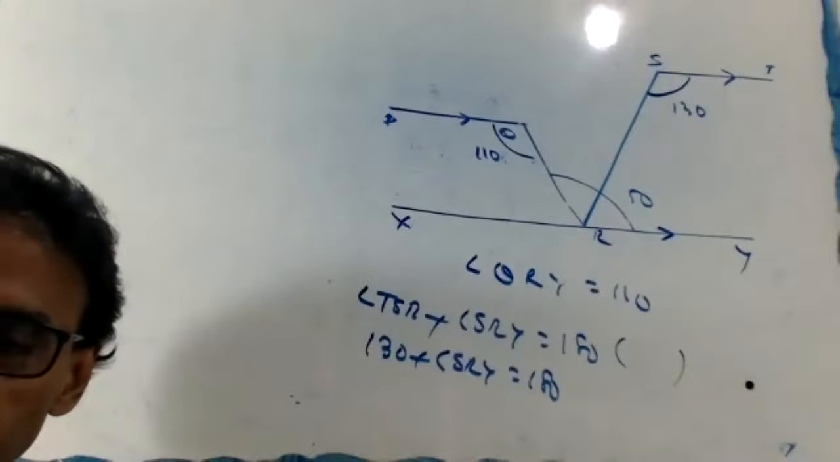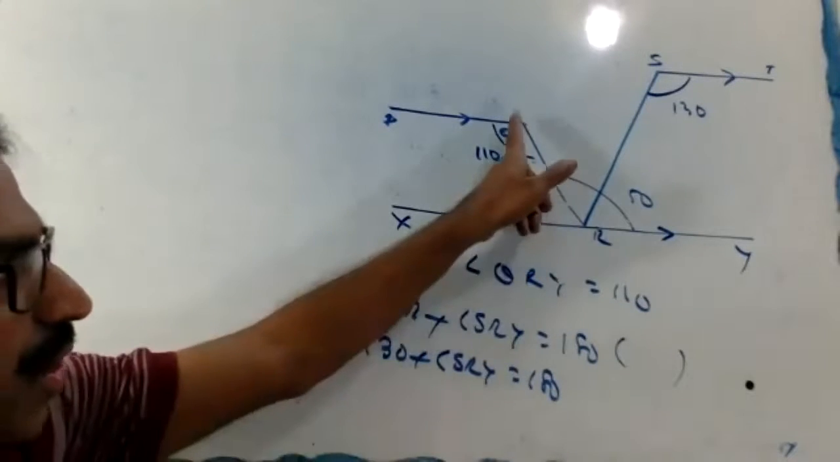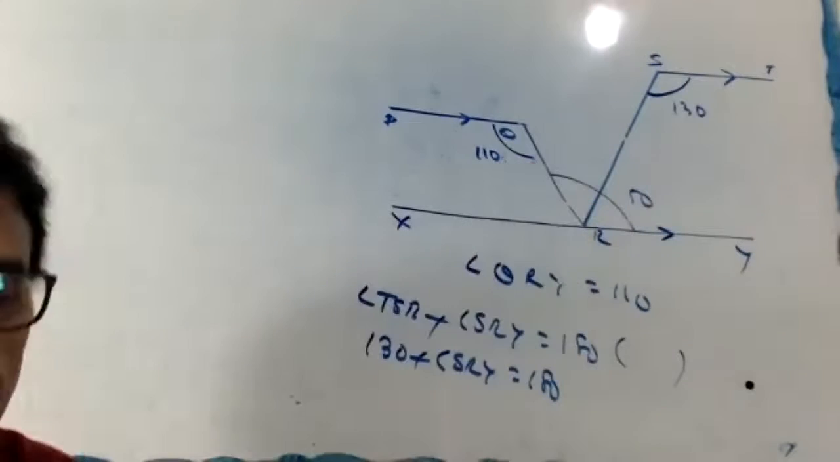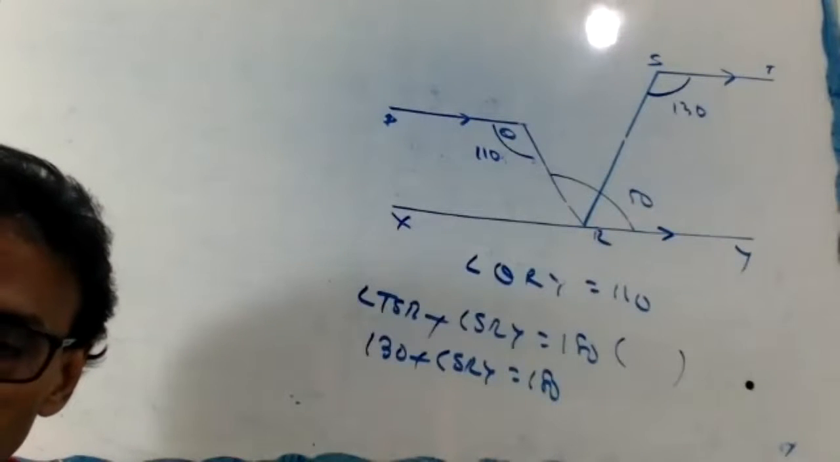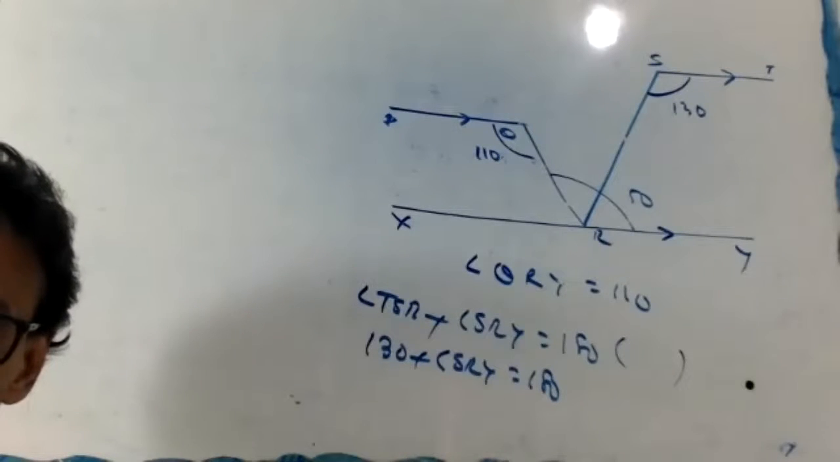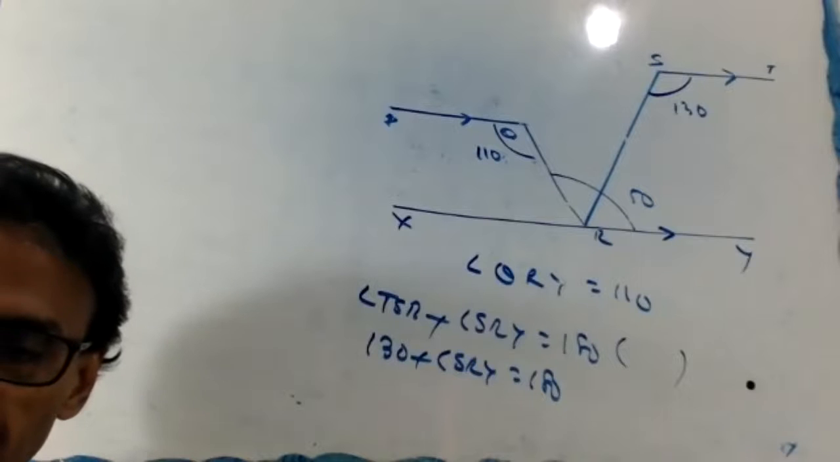No problem. Any method you can. Suppose if you just join here, extend here. This is 70. So that way also you can do it. No problem. Okay. You can find your own method. There is no issue.